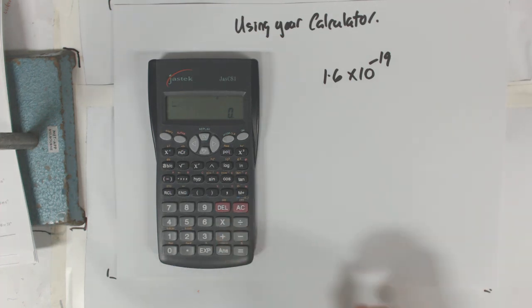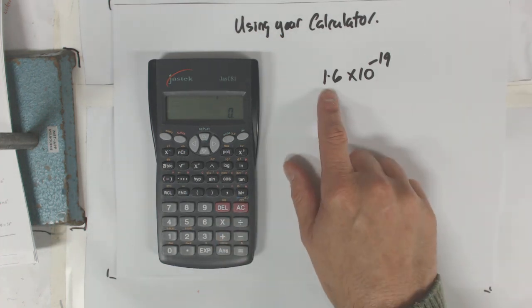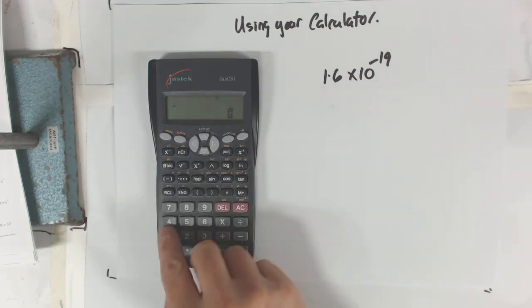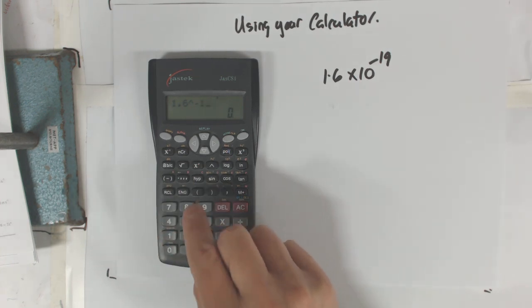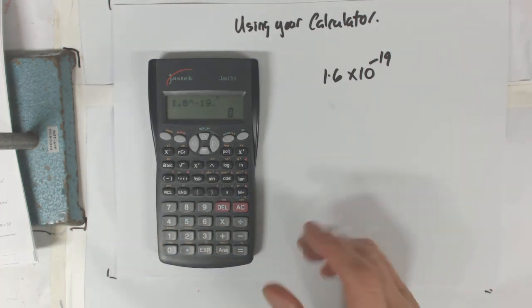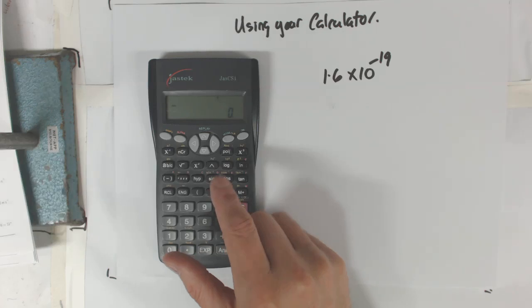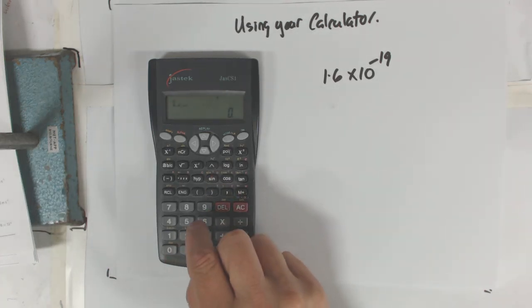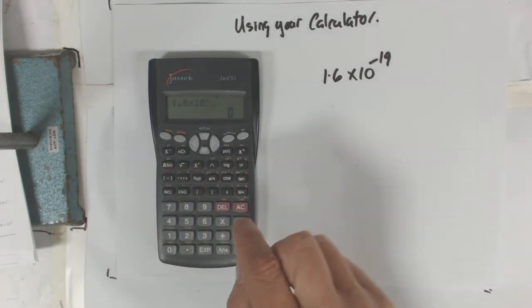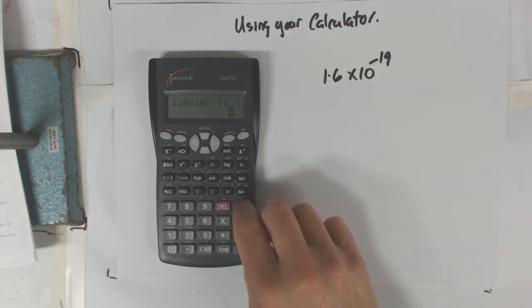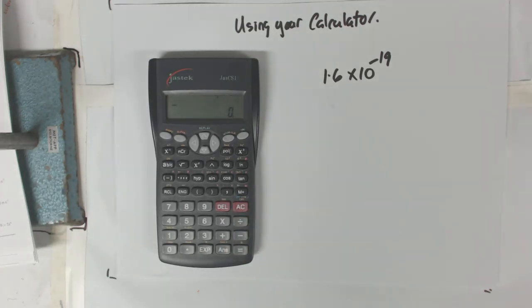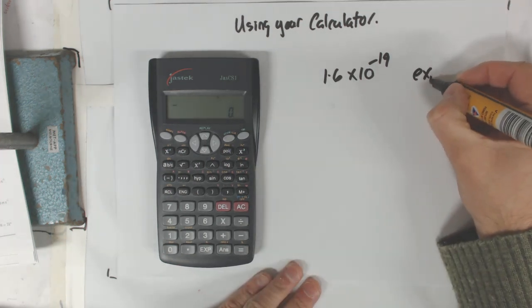I bring that up because some kids look at that as 1.6 times 10, so they go 1.6, times 10, and then they go to the power of minus 19. They do it like that. You will sometimes get some problems with calculators when you do it that way, so don't do it that way. Use your exponent key.